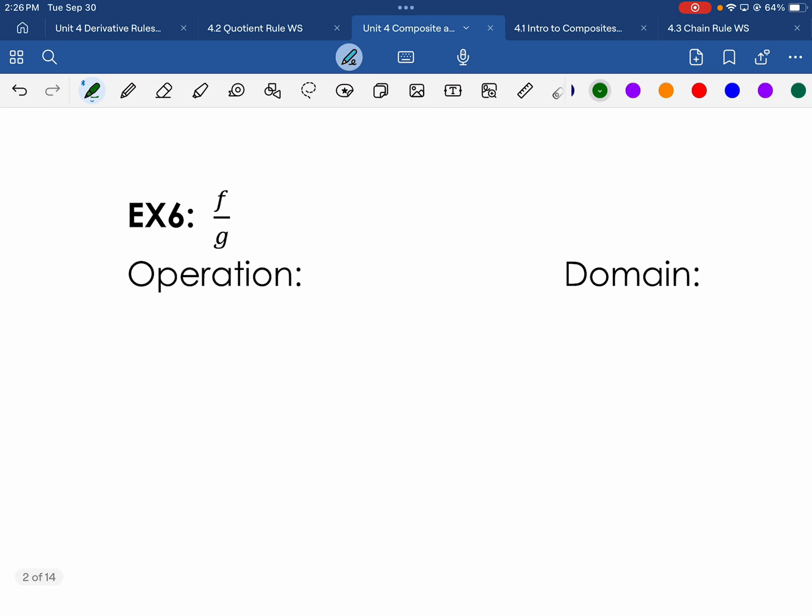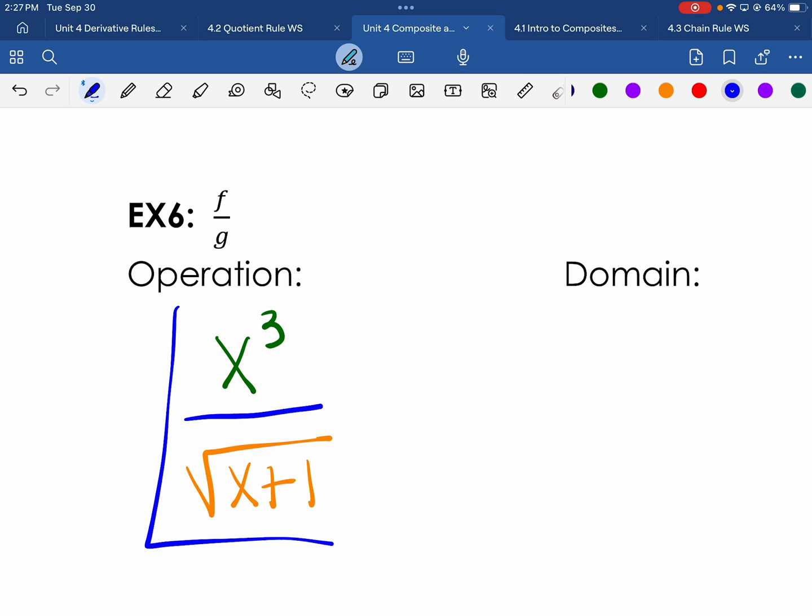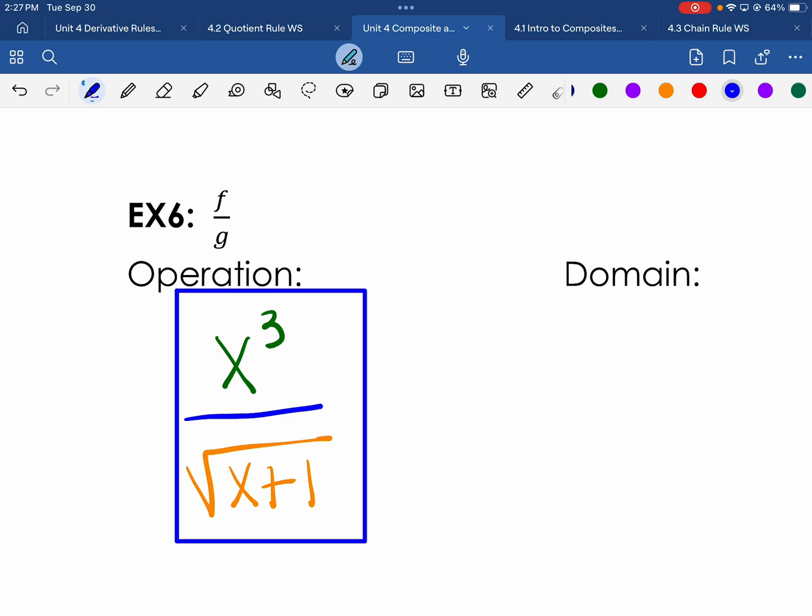All right, and then my last guy is dividing. So x cubed divided by the square root of x plus 1. Can you simplify this at all? Nope, you cannot. So this is as far as I can go for the operation. Will this guy affect my domain rules? Yes, because what do I have now that I have to keep into account? Cannot equal 0. It's a fraction.